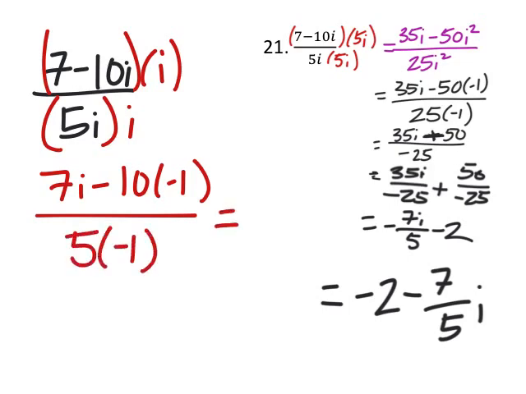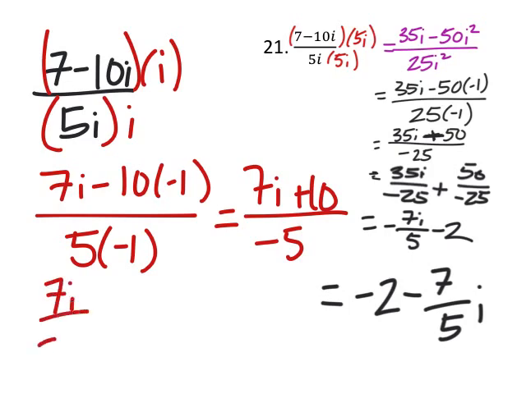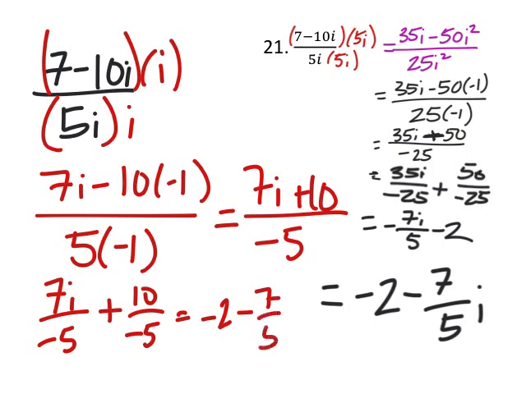So that would give us 7i plus 10 over, now it's a negative 5. So splitting that up would get 7i over negative 5 plus 10 over negative 5. And that's just going to equal, because we want this in the form a plus bi, negative 2 minus 7 fifths i. There we go.